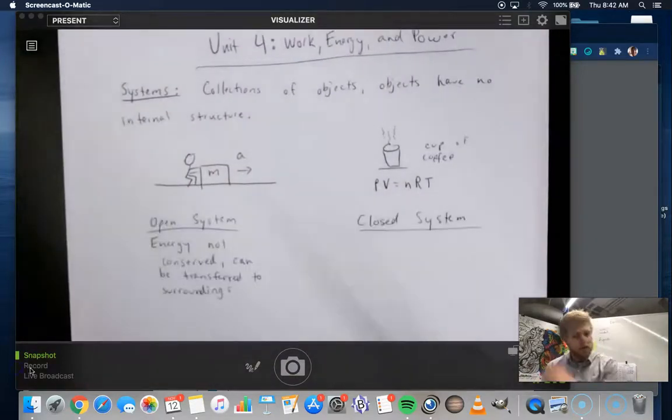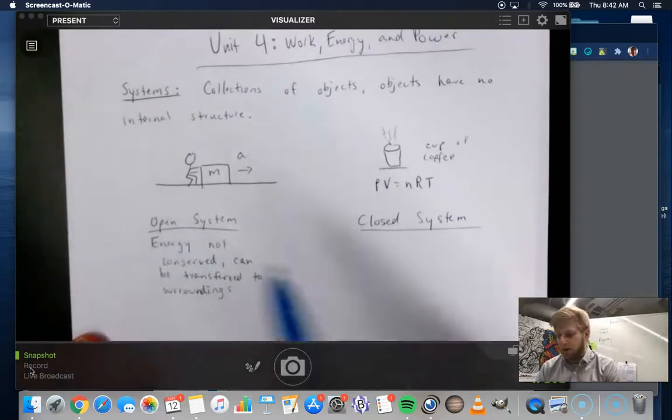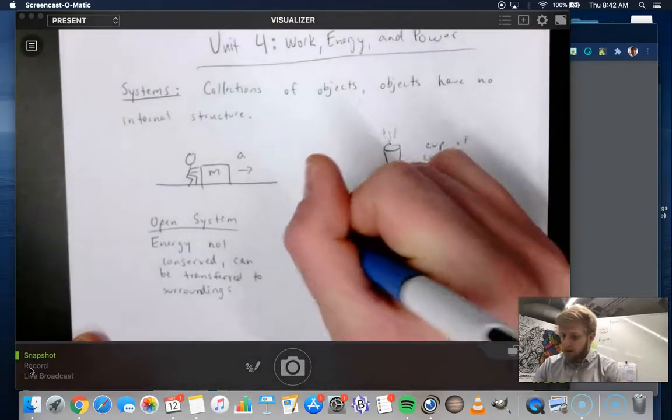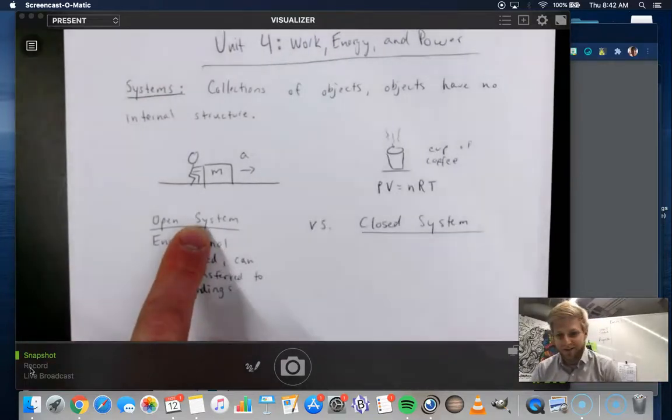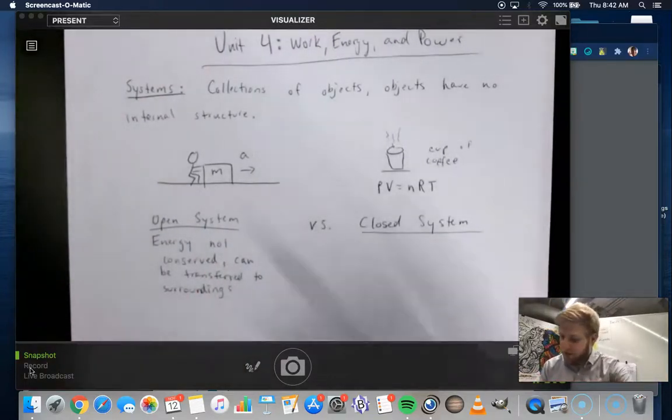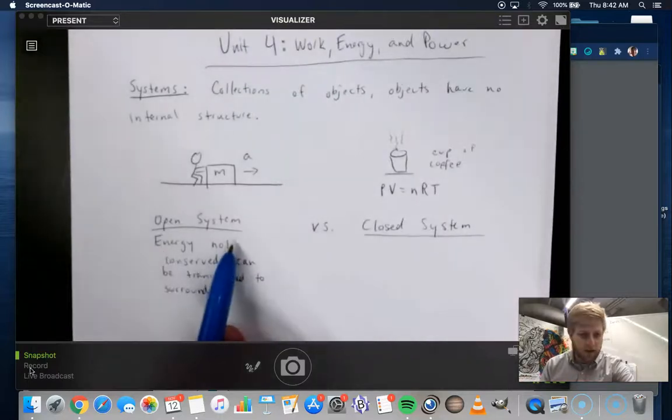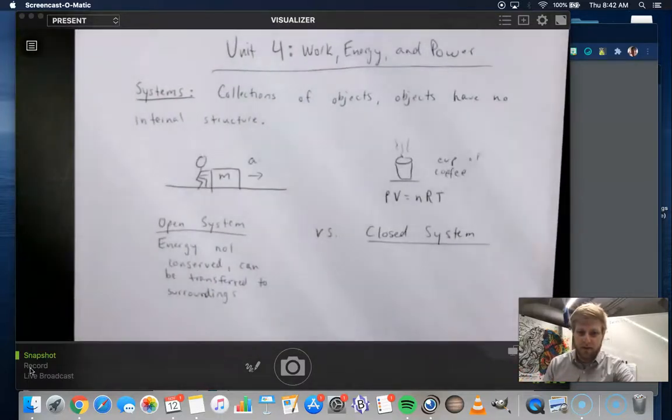So when we talk physics, we simplify things, and what we talk about is basically two kinds of systems. So we have open systems and we have closed systems. Now, in reality, everything, except for maybe if you consider the universe as a system, everything is an open system. Here's what an open system is. In an open system, energy is not conserved. It can be transferred to its surroundings.